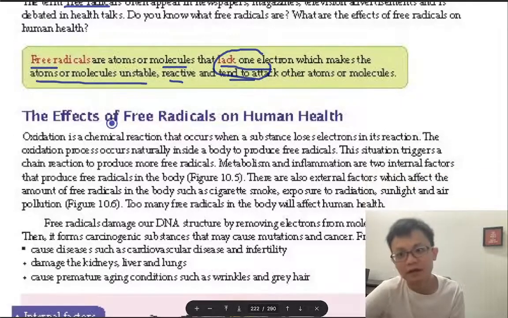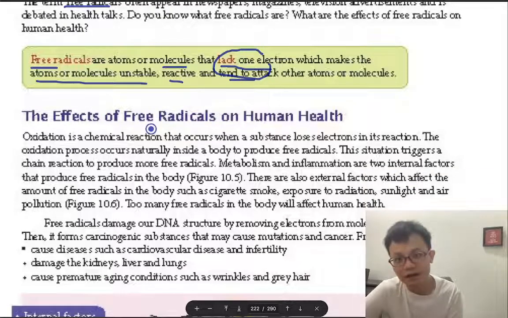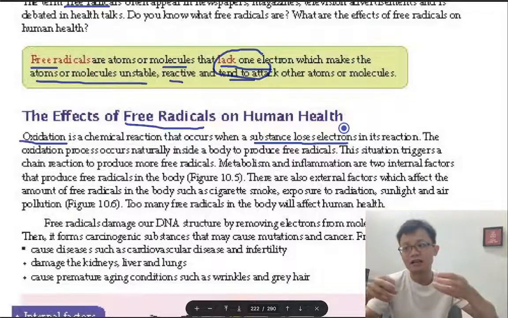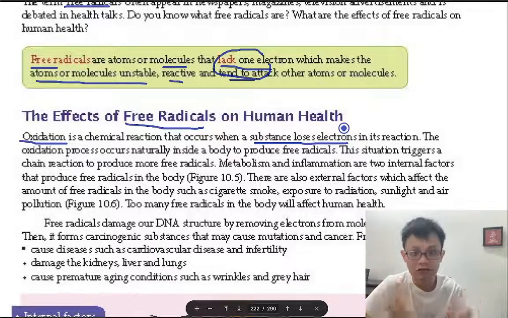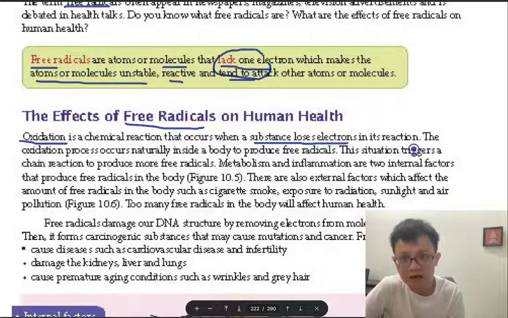So what happens when you eat free radicals, the fried things and so on? It will cause a process called oxidation. So what is oxidation? Oxidation occurs when a substance loses an electron. So oxidation is when something loses the electron. The oxidation process occurs inside the body to produce free radicals.